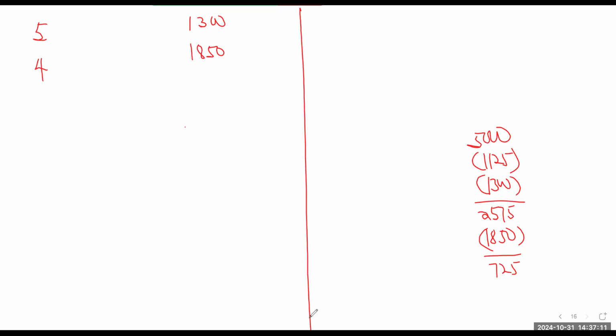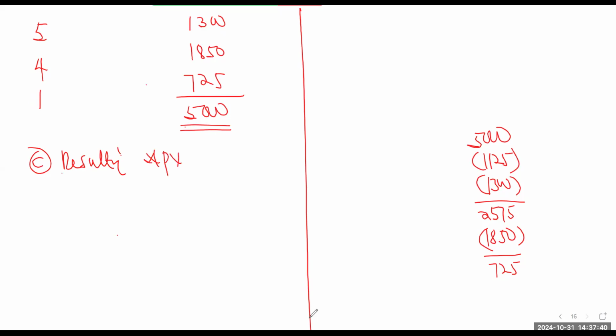Okay. Now the 725. How much is needed for that one? It's 1,000. So we can only invest 725, so that we have our total of 5,000. They are asking you to calculate the resulting NPV. Resulting NPV. You have your project over here, then you have your NPV over here.